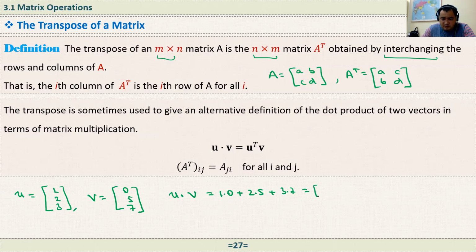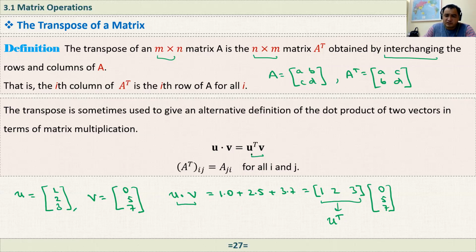Here, if I just write like this, 1, 2, 3, and here we have 0, 5, 7, right? Actually, how can I do this one? What is this 1, 2, 3? That is just u transpose, right? Now here, I'm not putting a dot because on the left hand side, we have the dot product. On the right hand side, we have matrix multiplication. All right. So we are just changing dot product into matrix multiplication.